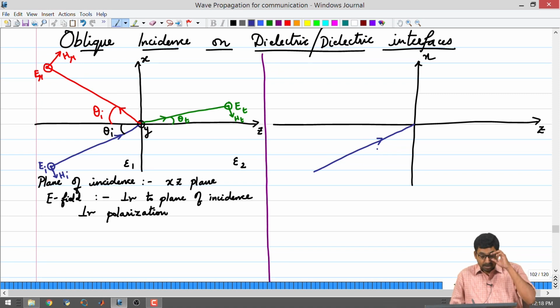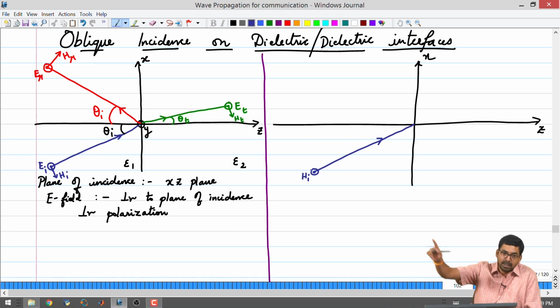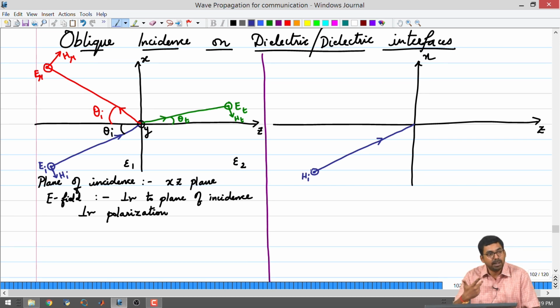Okay. In this case, the magnetic field is going to be out of plane of incidence. So, the plane of incidence is x z. I am going to make a mark here and call this H I. The direction of the arrow that is going to the interface is the direction of k. So, you can use your right hand and try to figure out what direction your E field will be.